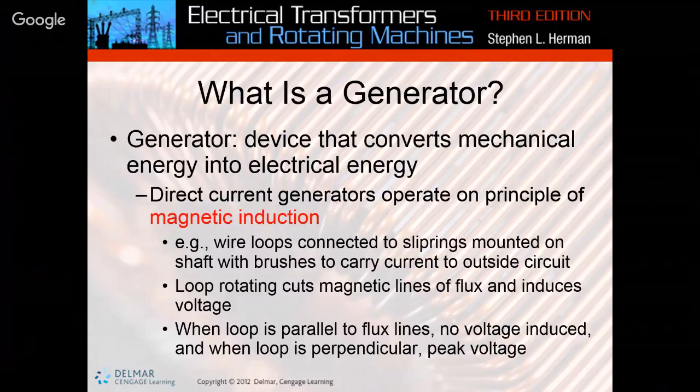Okay, so wire loops connected to slip rings mounted on a shaft with brushes to carry current to the outside load. A loop rotating cuts the magnetic lines of flux and induces a voltage. When a loop is parallel to flux lines, no voltage is induced. And when a loop is perpendicular, you have the peak voltage, okay?